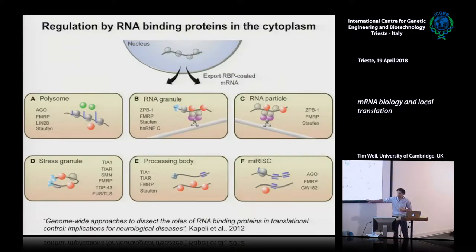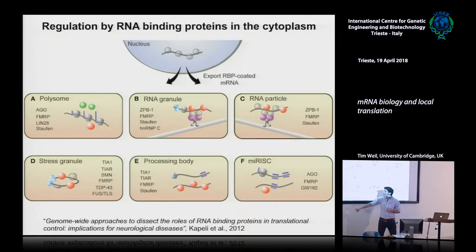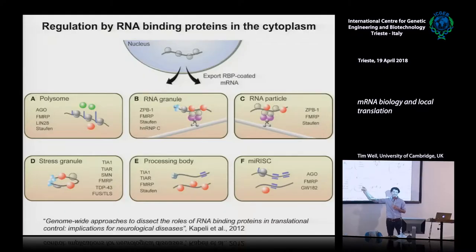And all of these have come from a review that looks at neurological diseases. And you can see some of your favorite actors here being important. So things like TDP-43, for example, FUS, personally, as well as FMRP there. So you can see nice examples of what is happening within the cytoplasm.